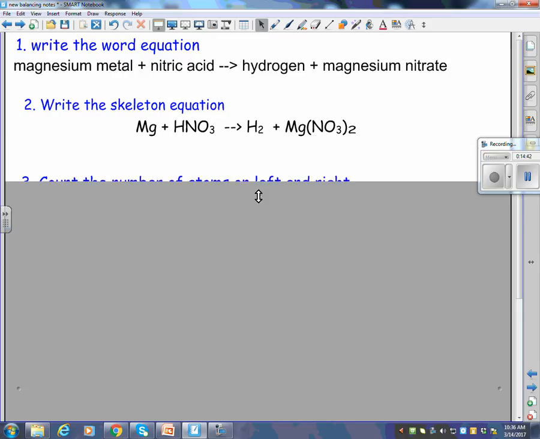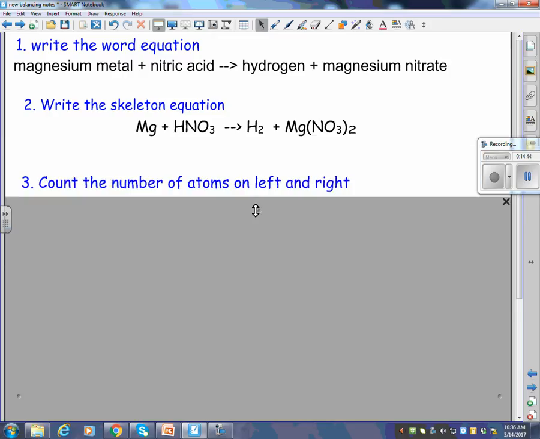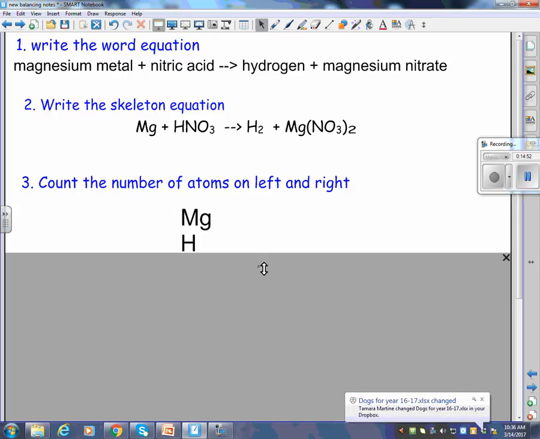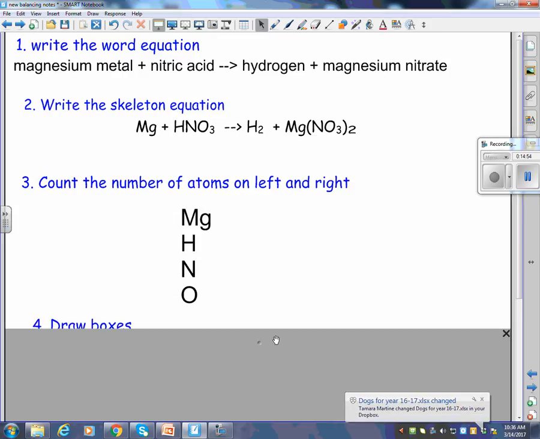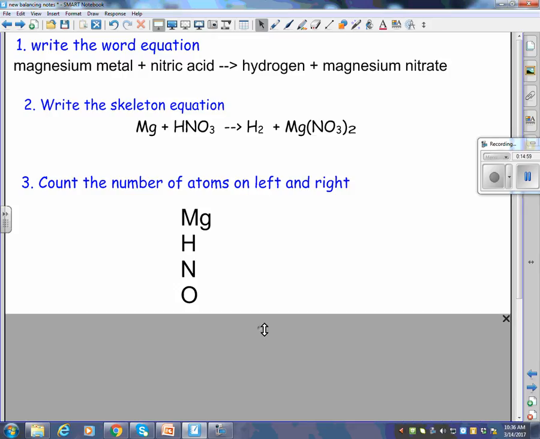Okay, do the counting. How about I let you try the counting on your own here? Good practice, right? So what are they? Mg, H, N, and O. You guys go ahead and do the counting there. I'll wait a couple of minutes, and then we'll do it together.